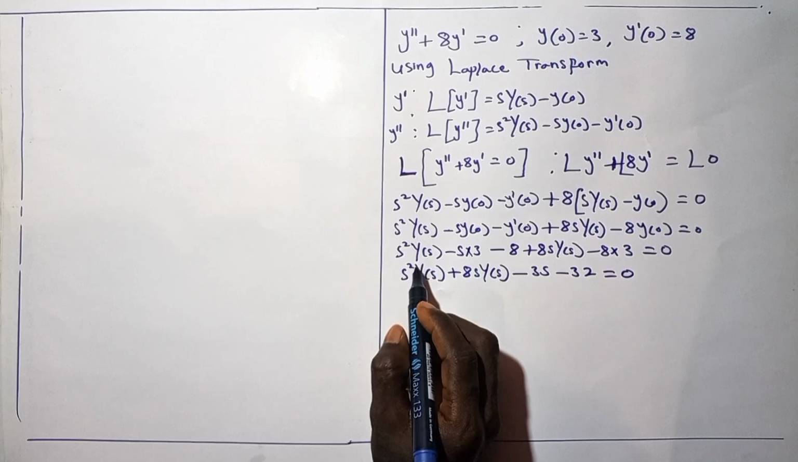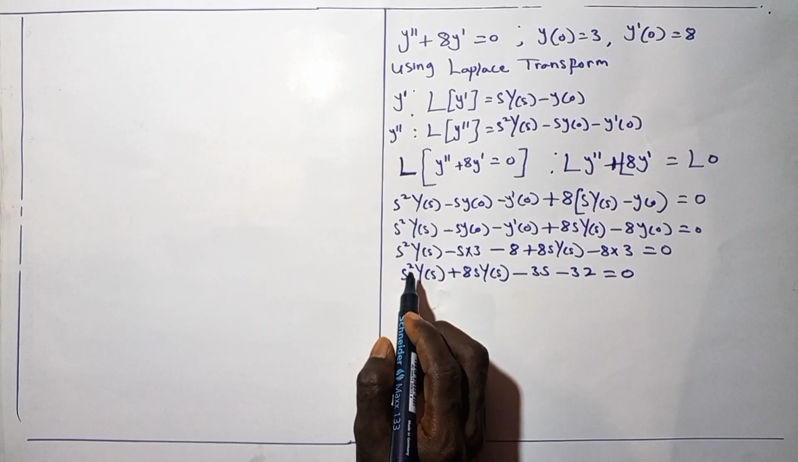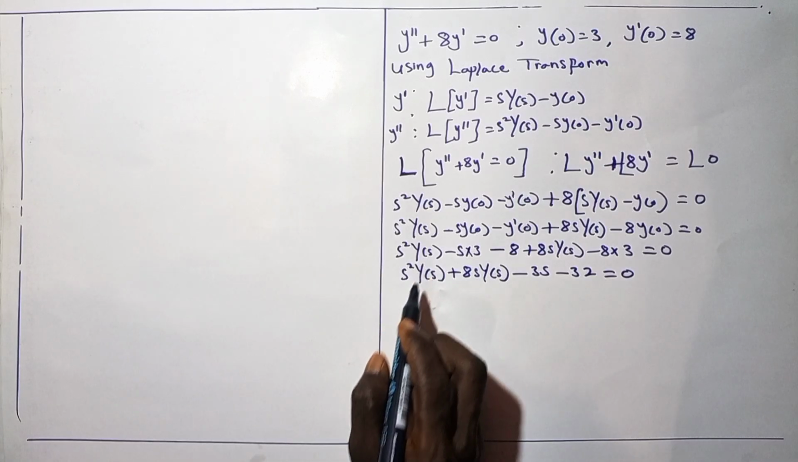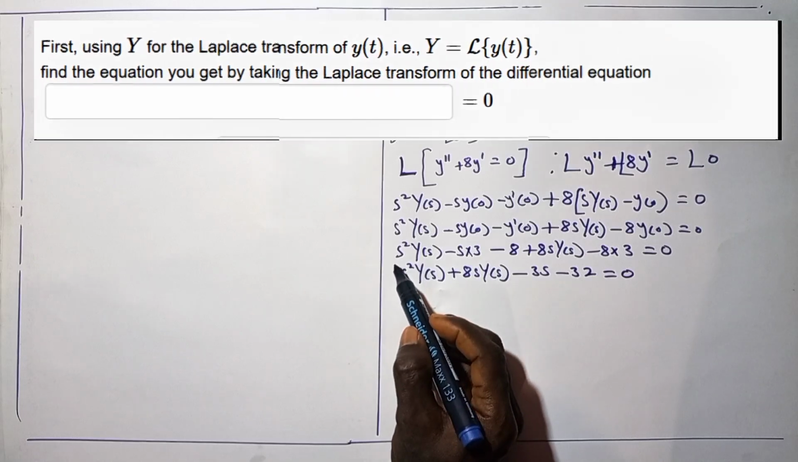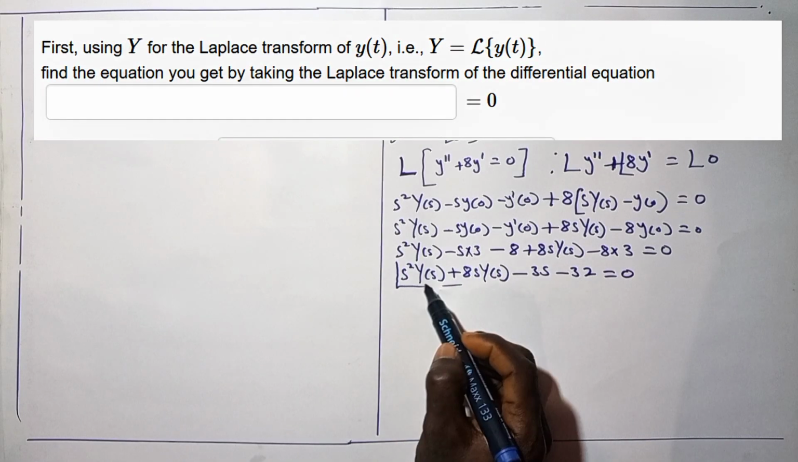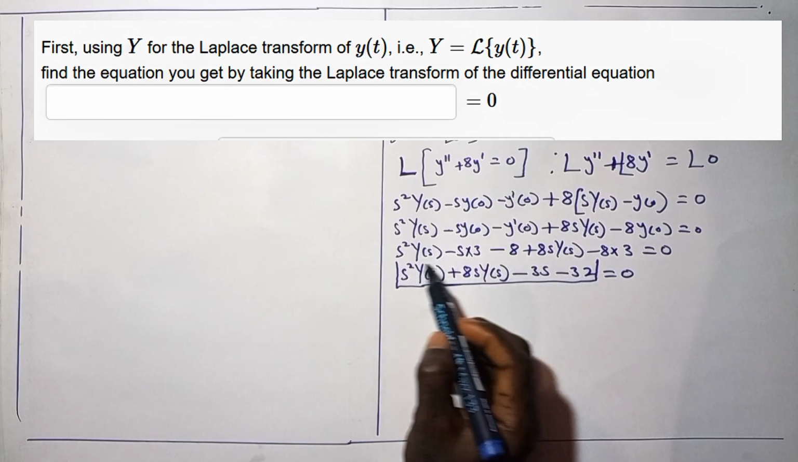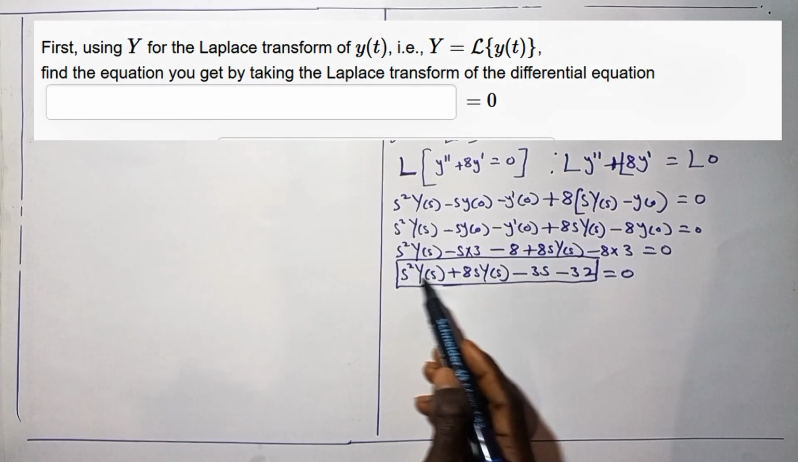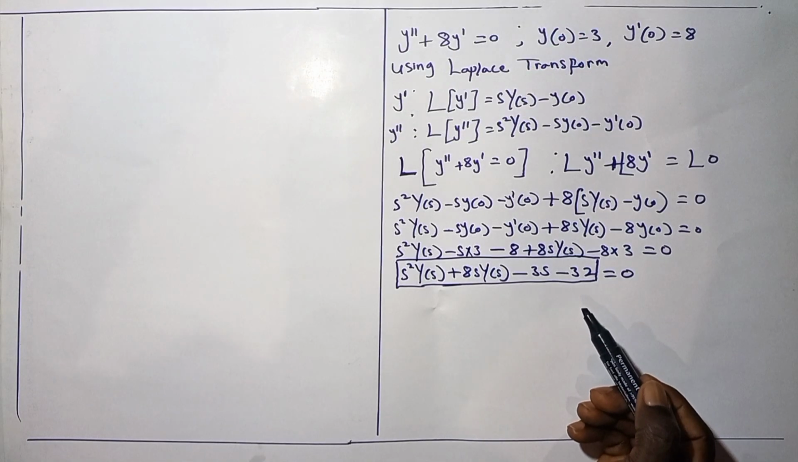So now this is our answer for the first box in the question. We are given 4 boxes. We should fill 4 boxes. So the first box they ask us to fill, this is what we're going to be filling inside. So let me put it in a box. So this is what they ask us to put inside the first box. So now I've converted this differential equation into the Laplace domain.